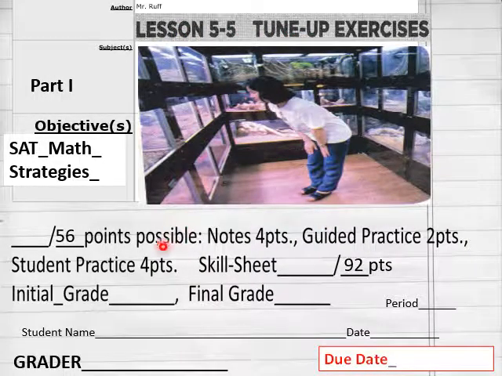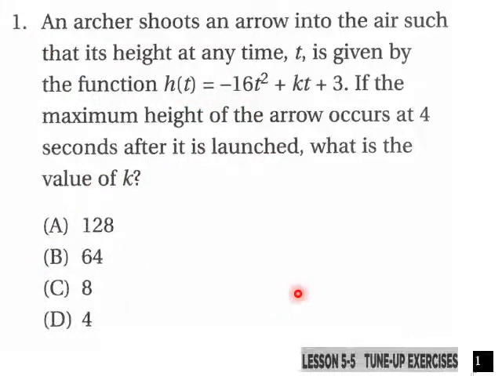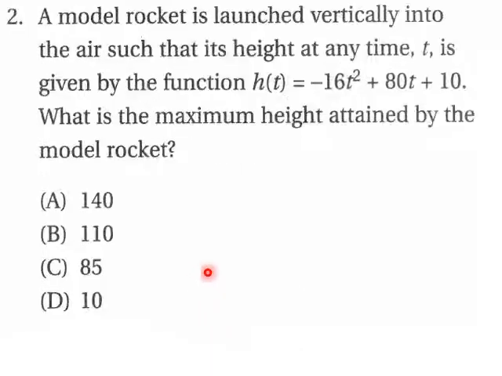5.5 tune-up exercises. You had 56 points there of note-taking. For number 1, archer shoots, you have this situation here. Here are your choices here, and 4 points for this one.